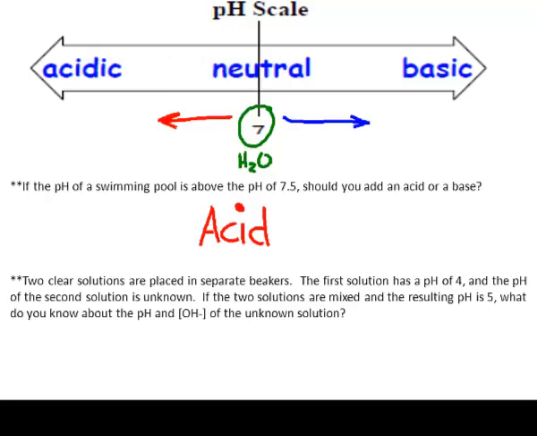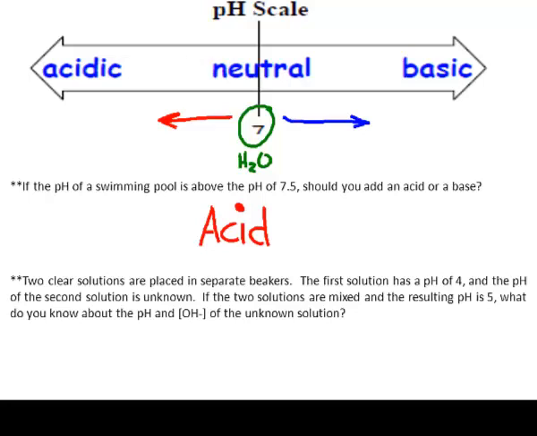Okay, so the first solution was an acid at a pH of 4. Right. And then all of a sudden it goes up to a pH of 5. So it became more basic. So we have to know that the pH of the second beaker is higher than 4.